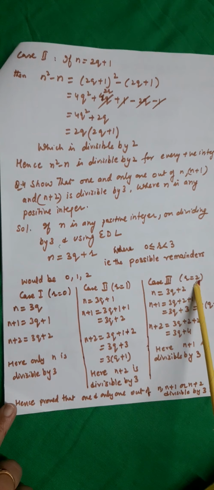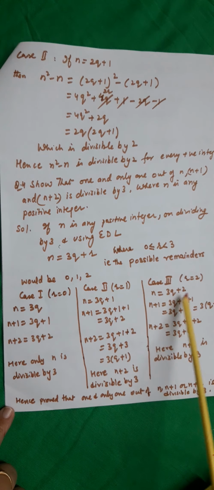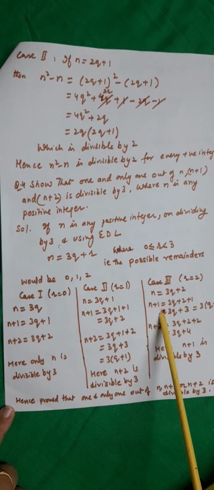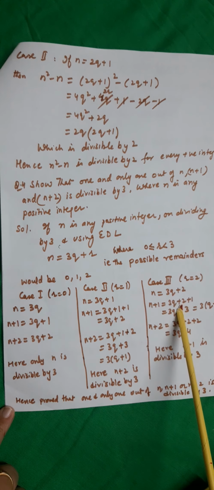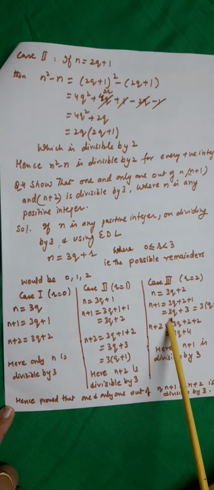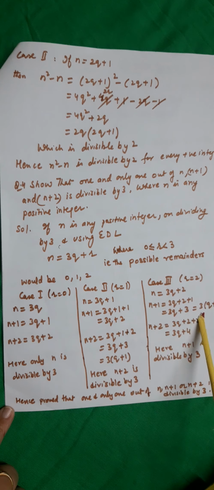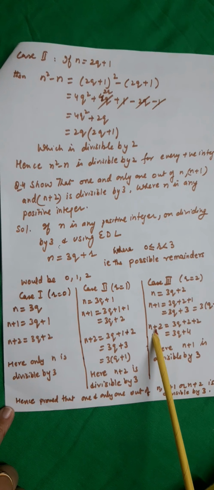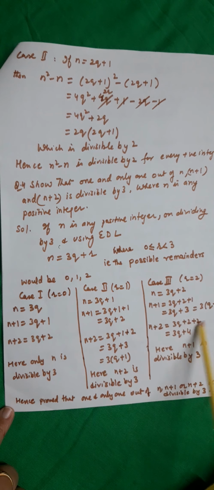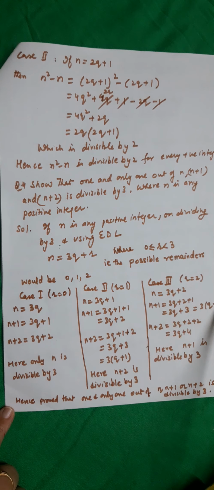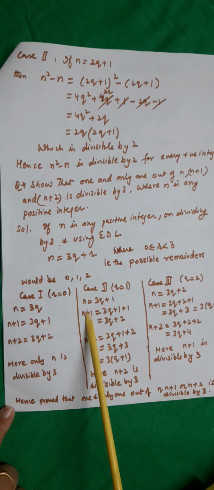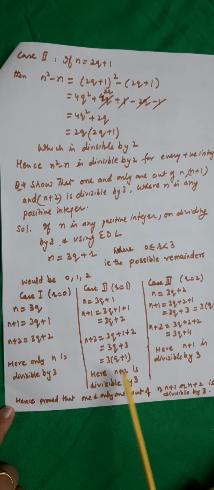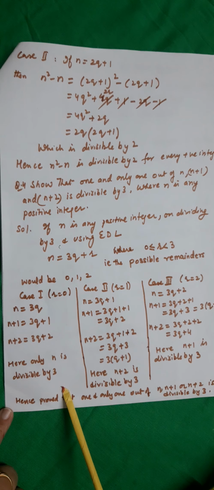Case third, similarly r is equal to 2. So n is equal to 3q plus 2. N plus 1 is equal to 3q plus 2 plus 1, which is equal to 3q plus 3. And this can be written as 3 times (q plus 1), multiple of 3. N plus 2 will be equal to 3q plus 2 plus 2, which is equal to 3q plus 4. So in this also we notice that n plus 1 is divisible by 3. In case 2, n plus 2 was divisible by 3. And in case 1, n was divisible by 3.